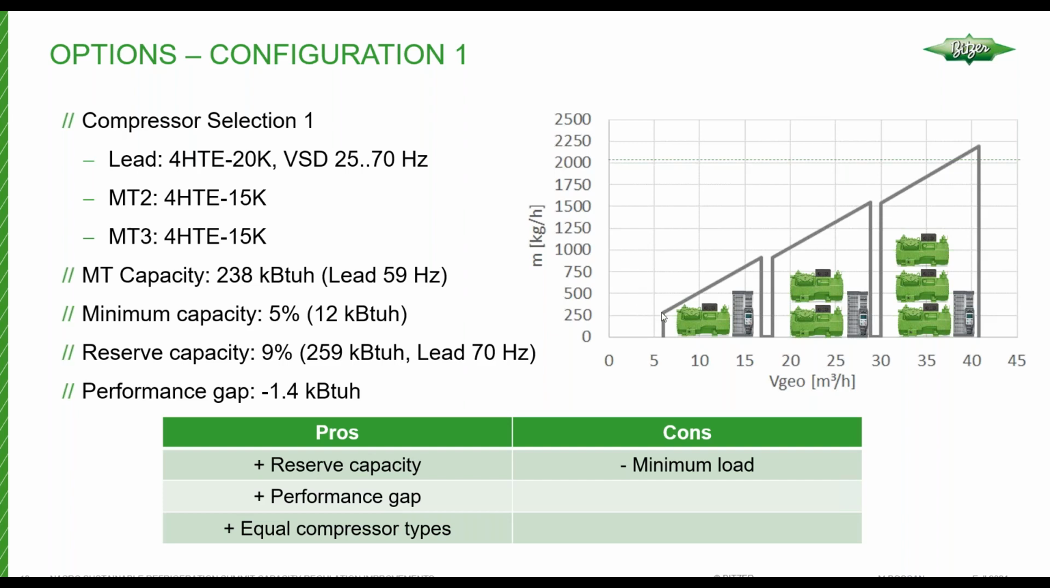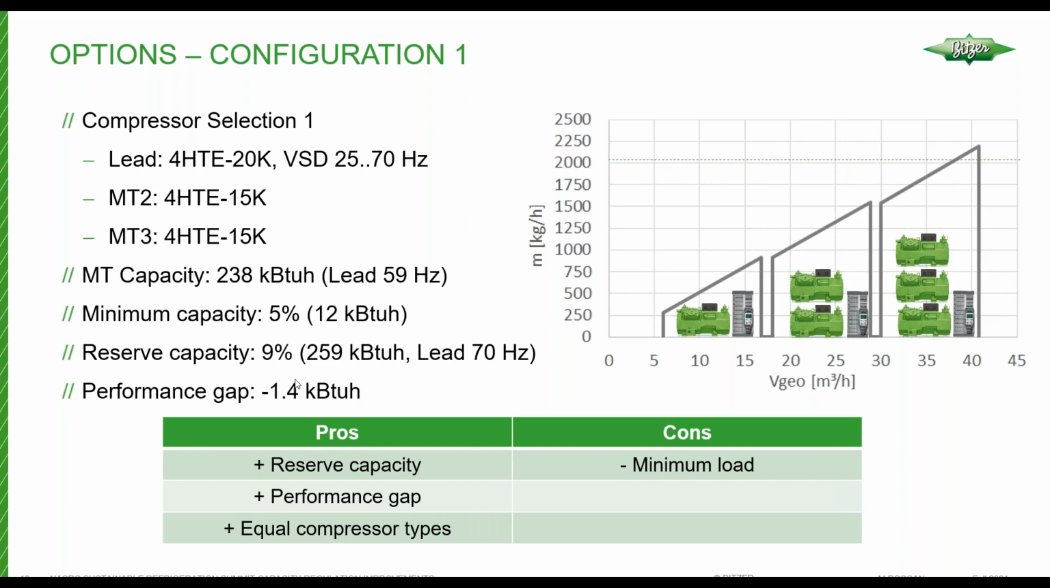The minimum capacity for this rack, based on an inverter only, is about 5% of the overall load. Because you can run these up to 70 hertz, you can have a reserve capacity of 9%. We're listing this as a pro in this case, but you can also look at it as paying for 9% capacity you don't need, at least at the moment. You're paying for a VFD and a compressor that can go up to 70 hertz, but you don't need to be at 70 hertz. So it can be a pro or a con.